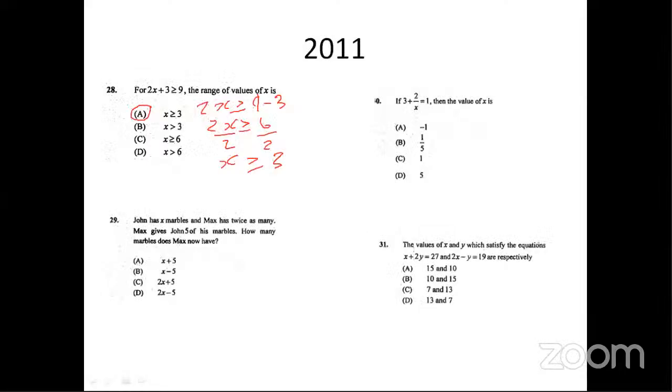John has some marbles, and Max has twice as many. Max gave John 5 of his marbles. How many marbles does Max have now? What would be our answer for this one?